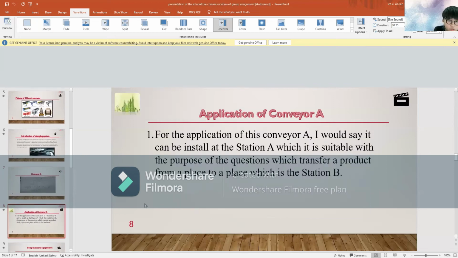For the application of this conveyor A, I would say it can be installed at station A, which is suitable for the purpose of the question, which is to transfer a product from one place to another, which is station B.